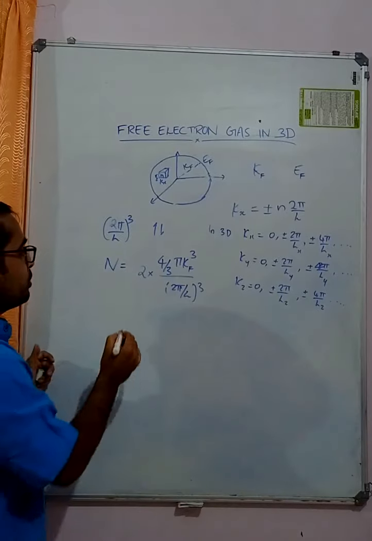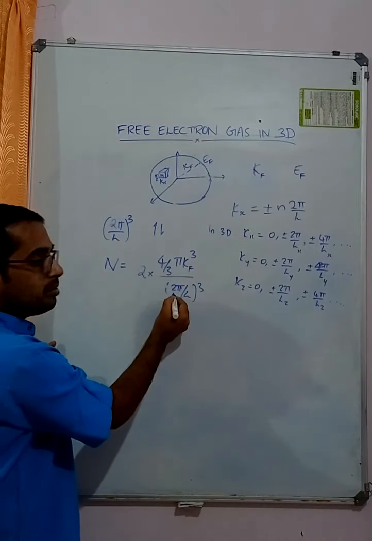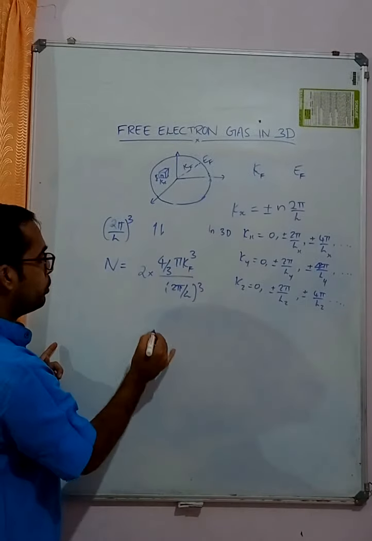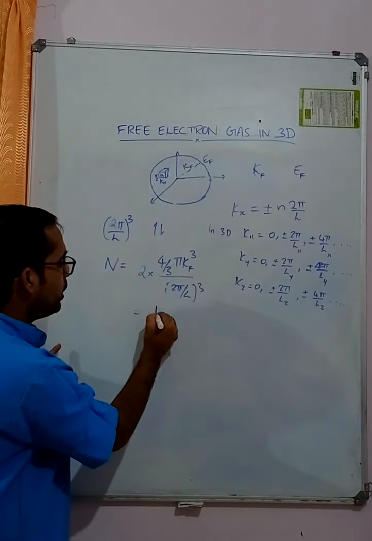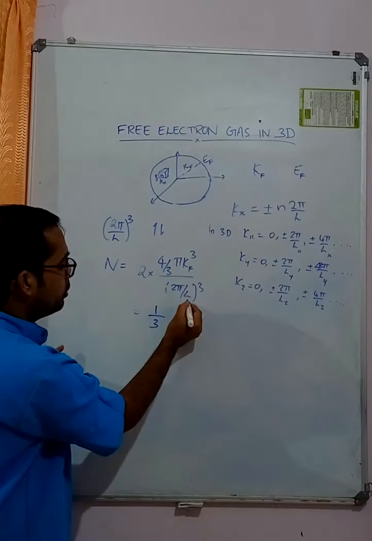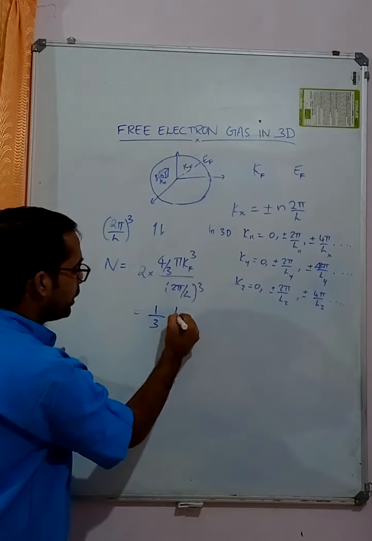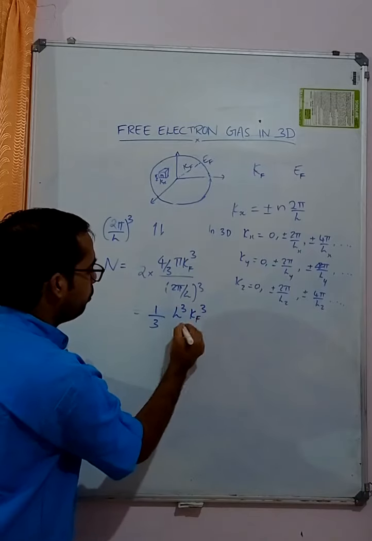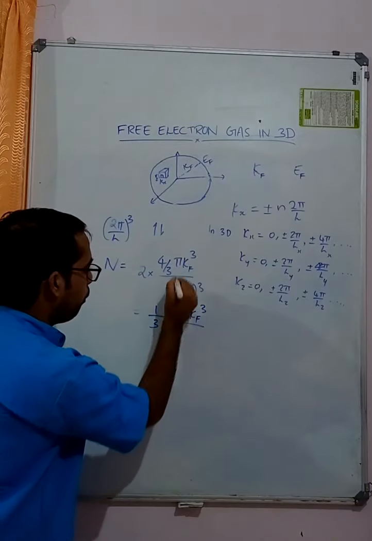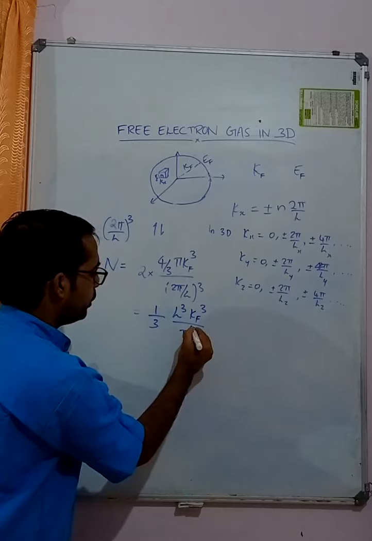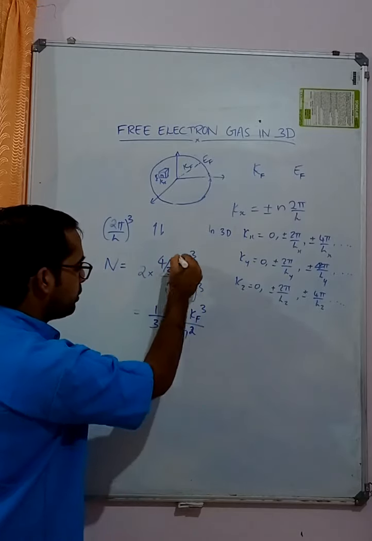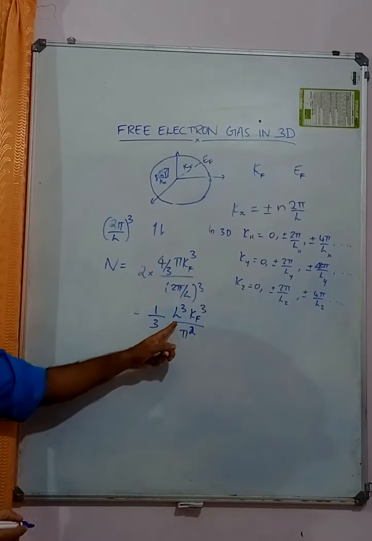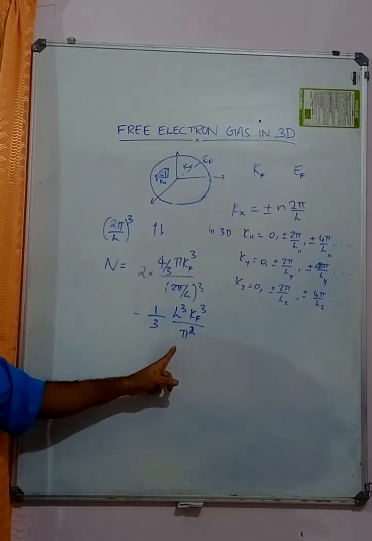To reduce this, 2 into 4 is 8. There is another 8 here, that is 2 raised to 3. So we can cancel those terms. Finally we get 1 by 3 into L cube going to the numerator, then a kf cube term divided by pi square, because in this pi cube one of the pi will be cancelled with this pi, so this will be pi square. So this is L cube kf cube by 3 pi square.